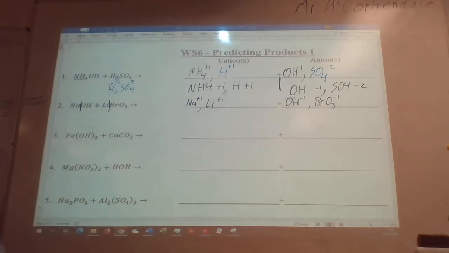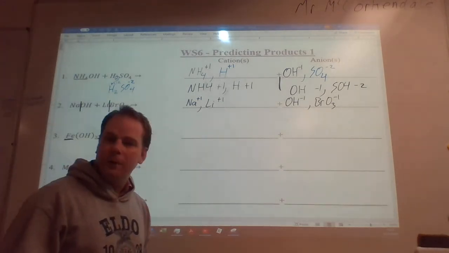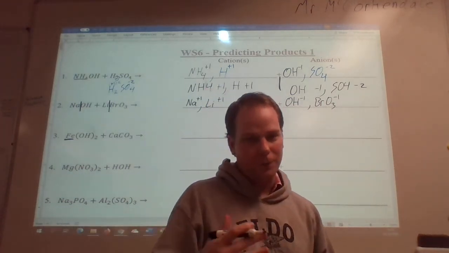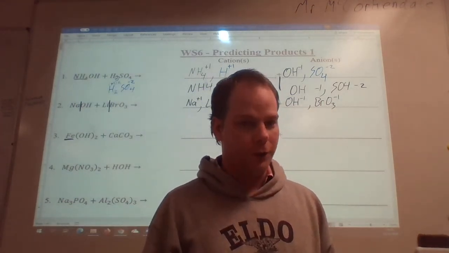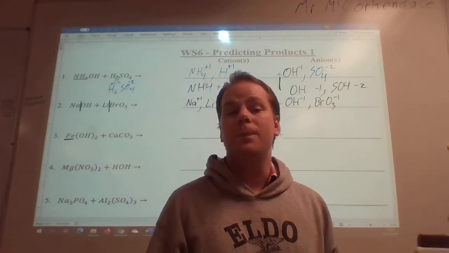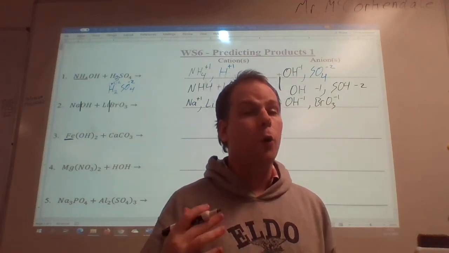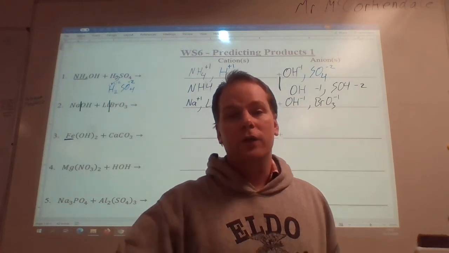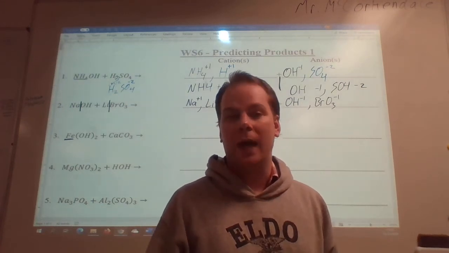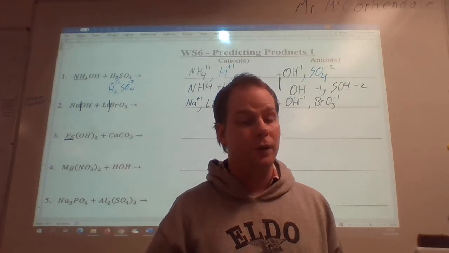Now, for the third one, we have iron. Iron is not one of those 15 elements that I just mentioned that we know the charge for. Iron has 3 possible charges. It can be a +2, a +3, or a +6. So we have to figure out which charge it has based on what it's bonded to.